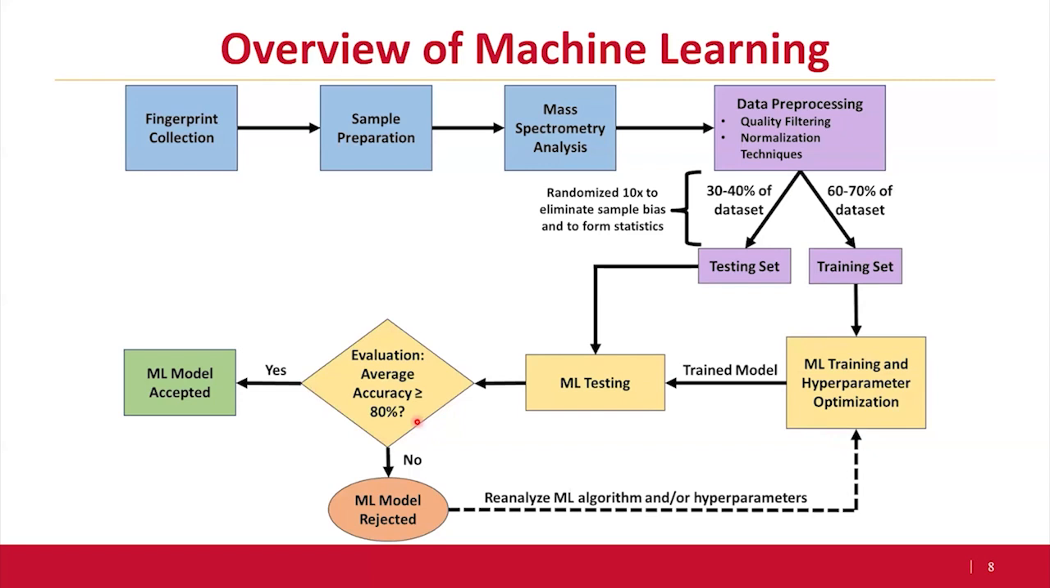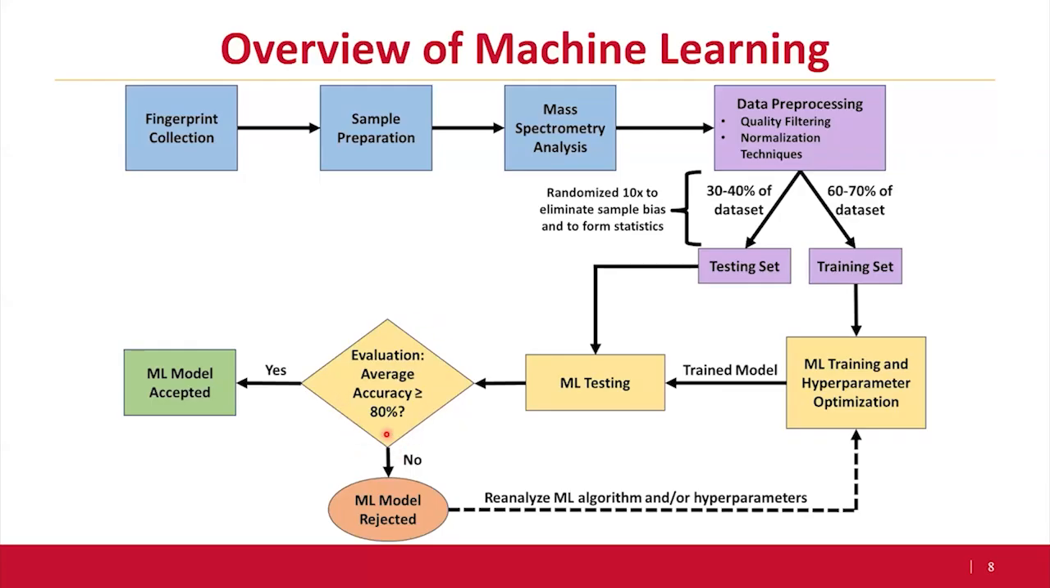We then get a trained model that can go into the testing, and then it enters the evaluation stage. So at the evaluation stage, we look at both the testing and the training, and we ask, is the average accuracy greater than or equal to 80? Now, this is a value that we set ourselves because even 80% is a low bar for forensic investigations, but oftentimes it's a good start for when you're starting machine learning. So that's the bare minimum we were comfortable with.